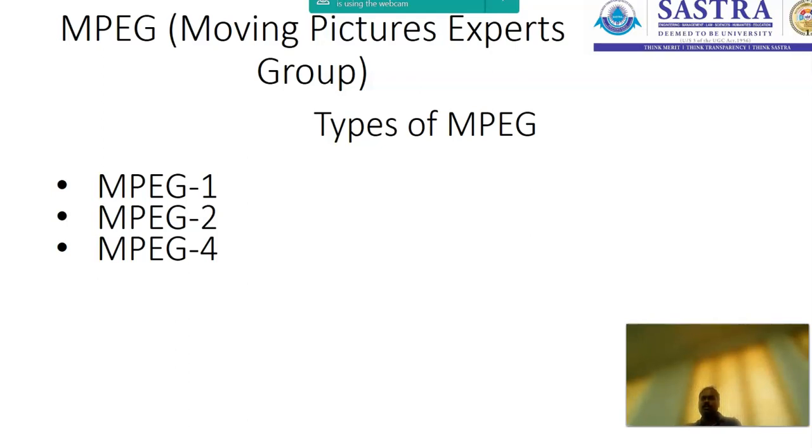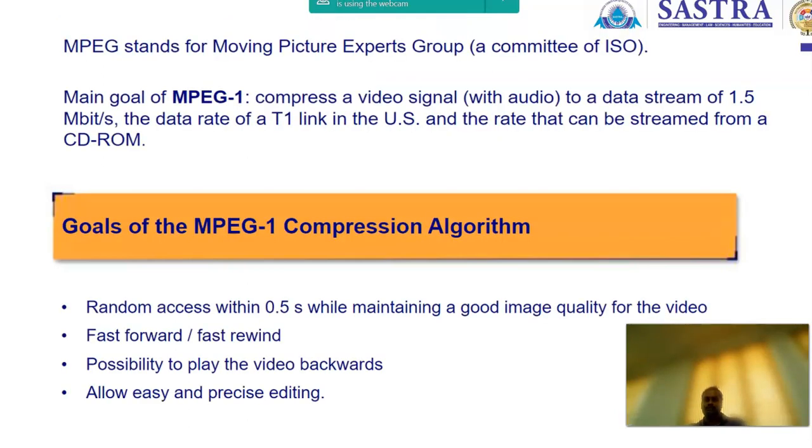Before that, what is MPEG? I'll tell you. It's the Moving Picture Experts Group. It was developed, and this group developed these algorithms, MPEG 1, 2, 3 compression algorithms. Still a lot of compression techniques are available, but as per your syllabus only 1, 2, and 4 are included here. We'll see them one by one. MPEG stands for Moving Picture Experts Group. It's an ISO committee.